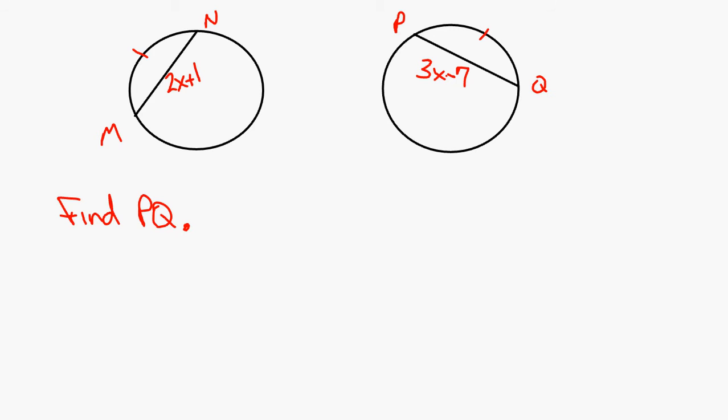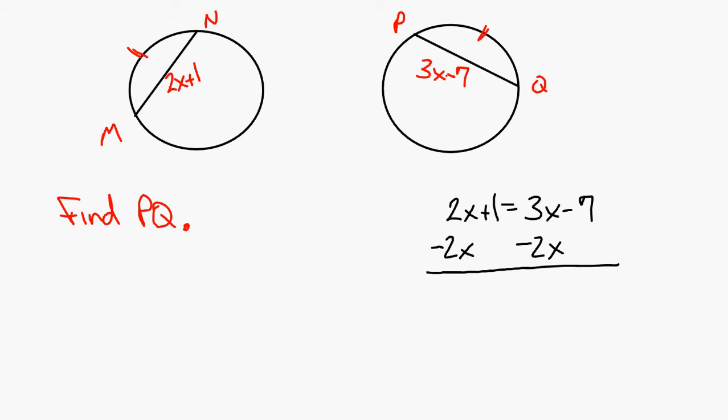Alright, so corresponding chords are congruent to each other. So what that means is that your 2x plus 1 is equal to the 3x minus 7. The chords are going to be congruent as well. So if you subtract 2x from each side, then 1 is going to be equal to x minus 7. And if you add 7 to each side, then 8 is equal to x.